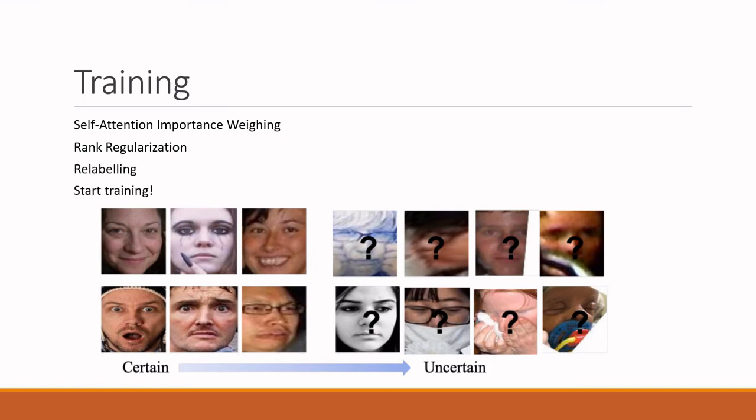Finally, training is done for 50 epochs using the Adam optimizer, with a batch size of 64, learning rate of 0.01 and momentum of 0.9.